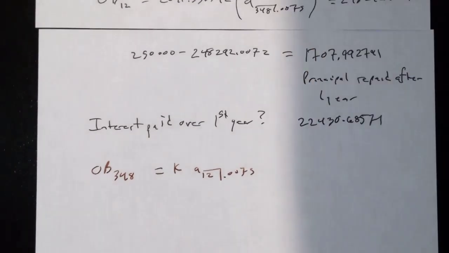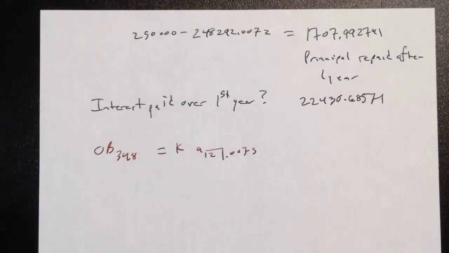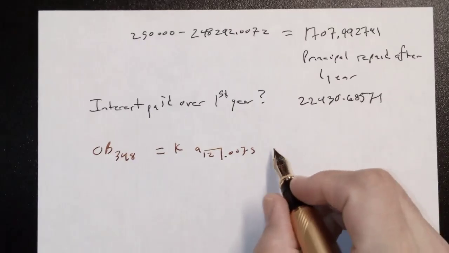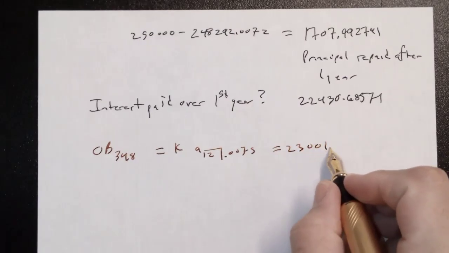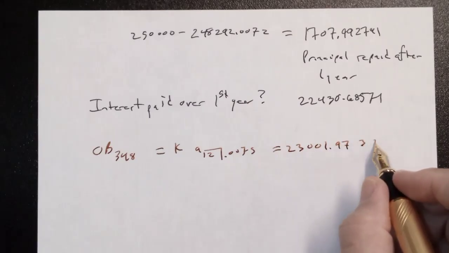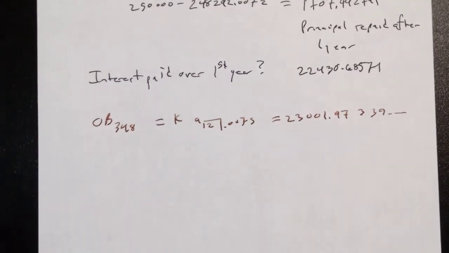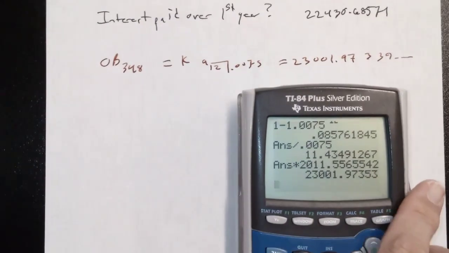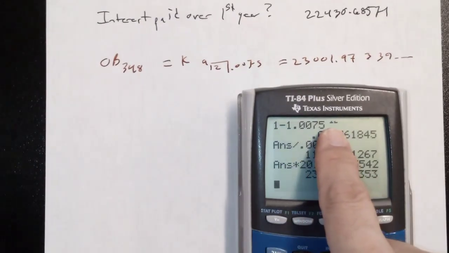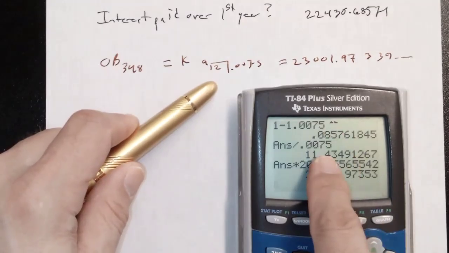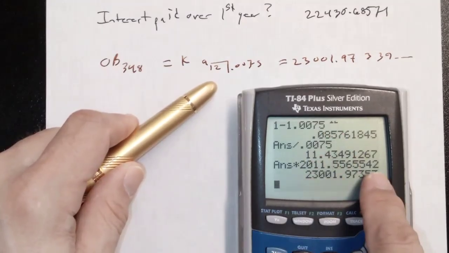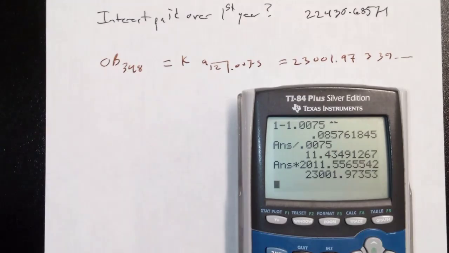This tells me how much I owe in principal at the end of the 29th year. What do you get for this number? 1.97. I got 353, but that's okay. We'll run with it. I'm good with that. 1.0075 to the negative 12 divided by 0.075 times my payment amount. Oh, okay. Yep, exactly the same calculation.